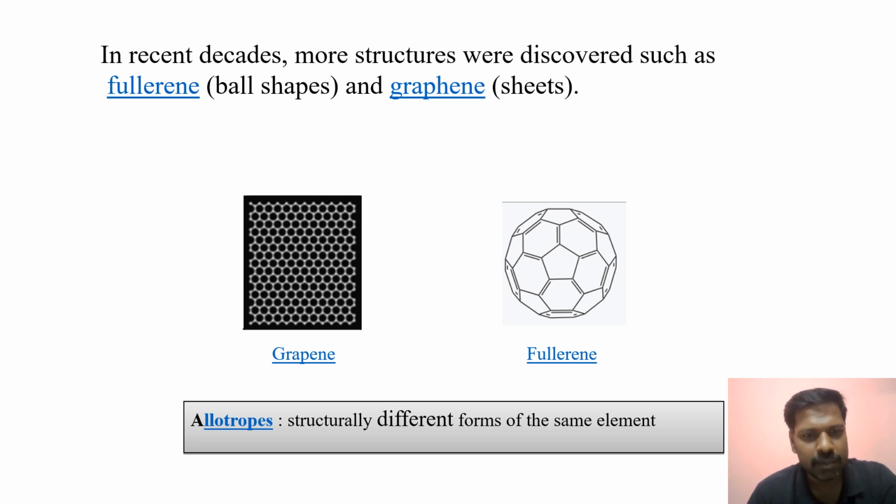In addition to diamond and graphite, scientists discovered new carbon structures such as fullerenes and graphene. Fullerenes have a ball-like shape, and graphene is a single flat sheet of carbon atoms. These discoveries opened the door to many new nanomaterials.